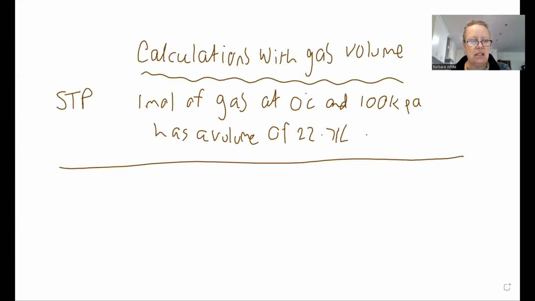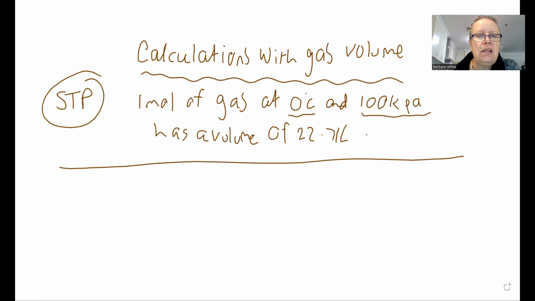So we invented this ideal gas concept that is kind of theoretical, but it gives us the freedom to do these types of calculations. And it tells us that 1 mole of any gas at standard temperature and pressure, which is 0 degrees Celsius and 100 kilopascals, has a volume of 22.71 litres. So as long as we're working at standard temperature and pressure, if you know the volume of a gas, you can work out the number of moles. You know the number of moles, you can work out the volume.